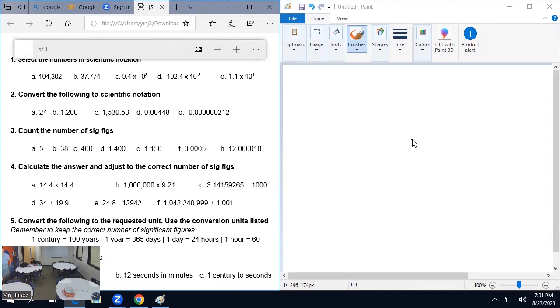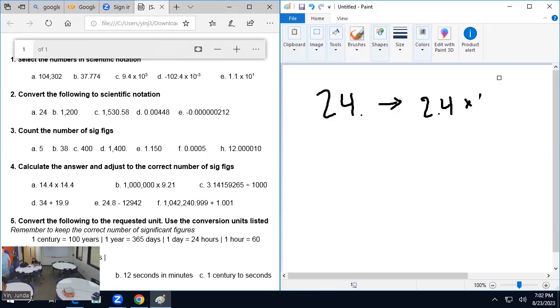Number two, convert the following to scientific notation. Let's start with 24. Scientific notation, 2.4 times 10 to the 1. Almost. Oh no, you're correct, because you only move the decimal by one digit. The way I do it is take the number, remember where the decimal is, then move it a certain number of places. If I move it just once, then it's 10 to the power of 1, and then 2.4. Got that?